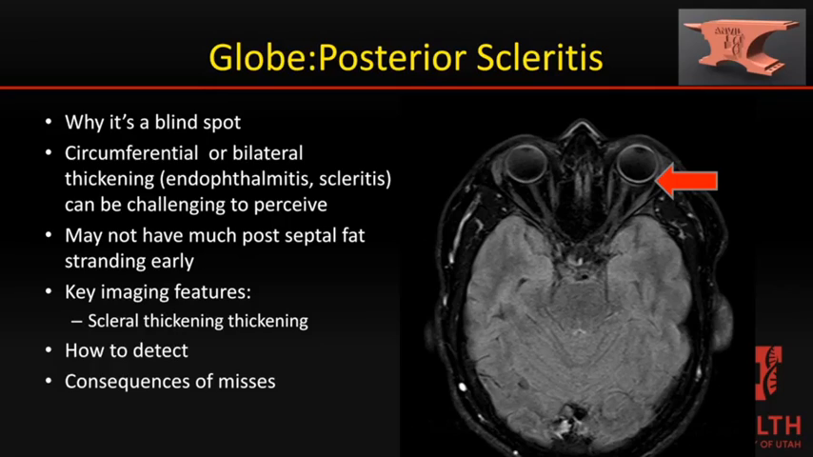So moving on to our next concept, if we have bilateral symmetric lesions, the symmetry can really obscure the ability to perceive that finding. So in this patient who had diffuse scleritis and posterior scleritis, that may be challenging to perceive. And there may not be much post-septal fat stranding early. So one can consider scleral thickening or thickening of the post-septal fat.